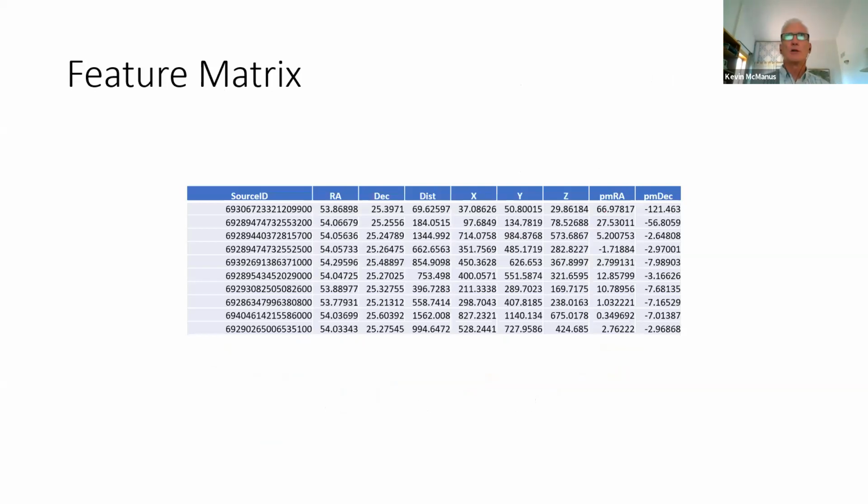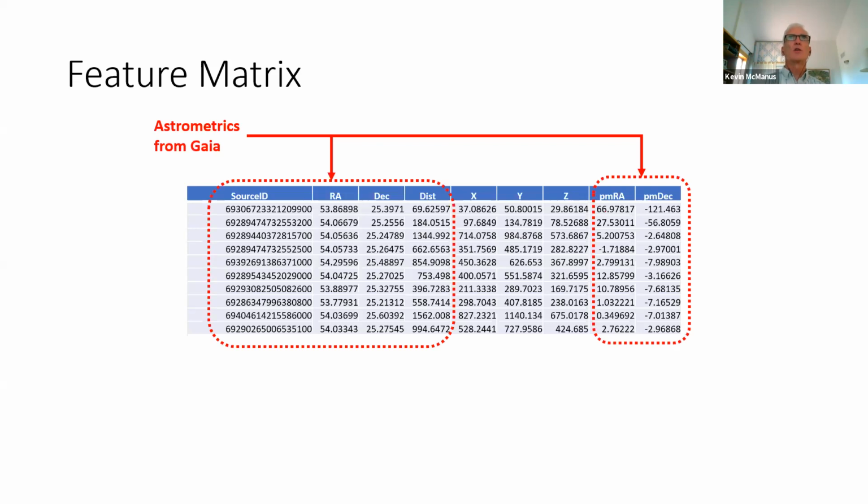So we need a feature matrix to feed into the mixture model. And what I've shown on the board here is just the first 10 or 15 rows of the data that we have. The columns are right ascension, declination, distance, PMRA, PMDEC, that's proper motion in right ascension and declination. That's the data that we get from the Gaia database. That's kind of the raw data.